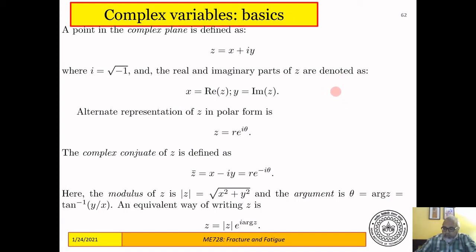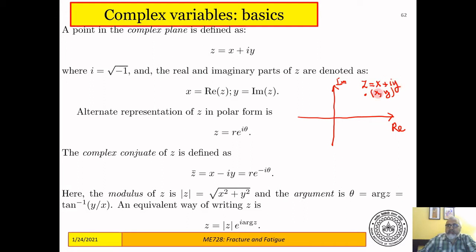So you probably already know that in two dimensions, to which we are confined anyway, this is the real axis, this is the imaginary axis, and a point (x, y) can be associated with a complex variable. z is x plus iy, and this is r, which is also equal to mod z, and this angle is theta, which is called the argument of z and is given by tan inverse y by x.